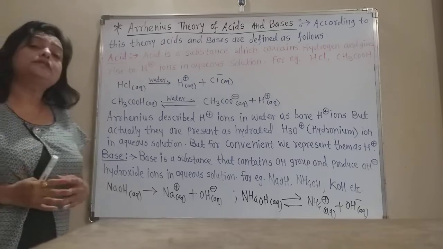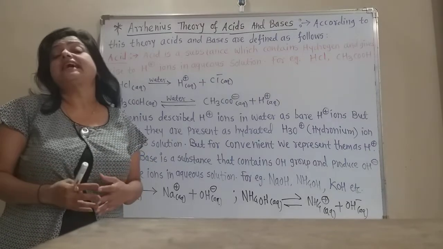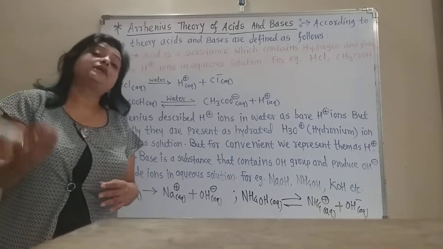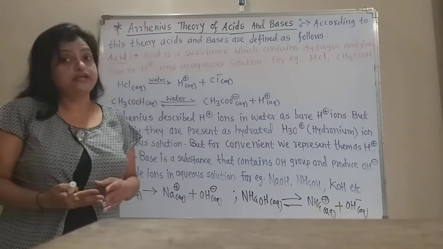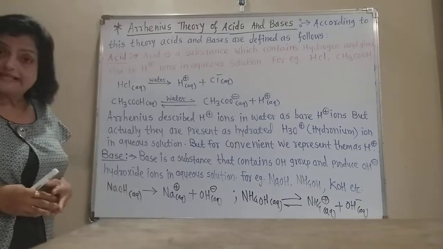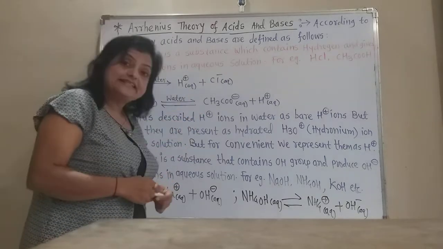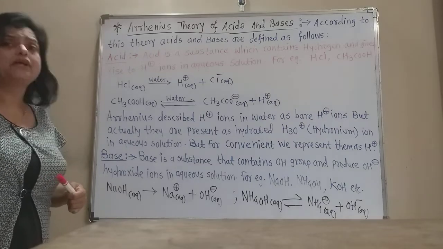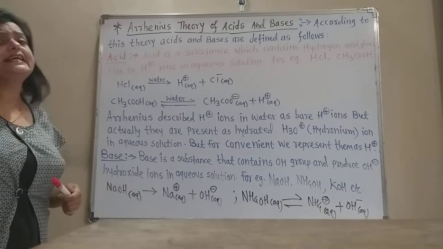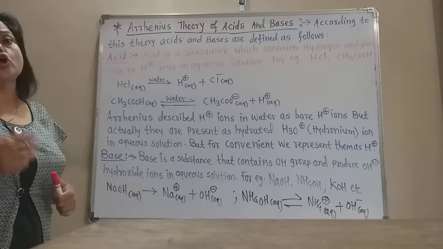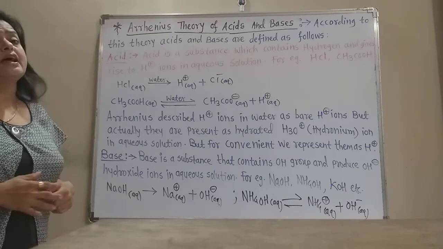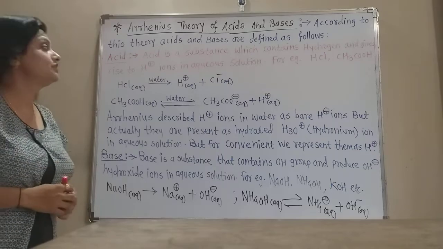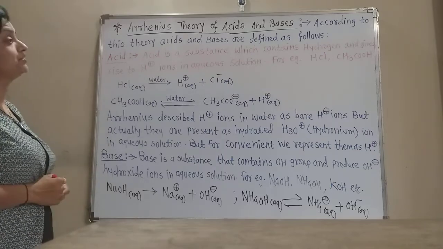So most of the substances which give the H plus ion and which contain hydrogen are considered acids according to this theory, such as for example hydrochloric acid HCl, acetic acid, all the organic acids such as acetic acid, benzoic acid, succinic acid, formic acid, so many acids, all these are acids because they contain hydrogen and they give the H plus ions. They give rise to the H plus ions.